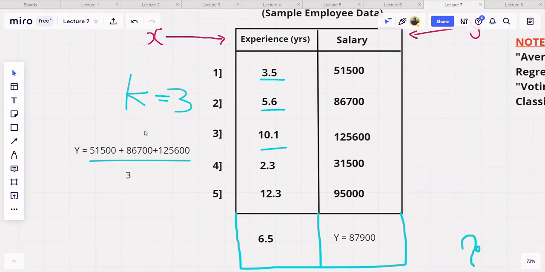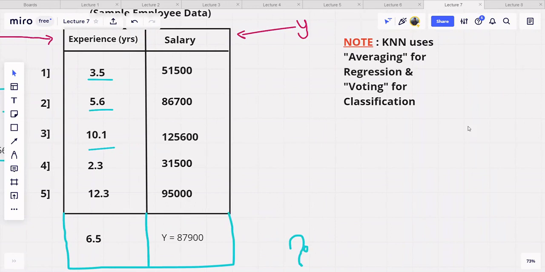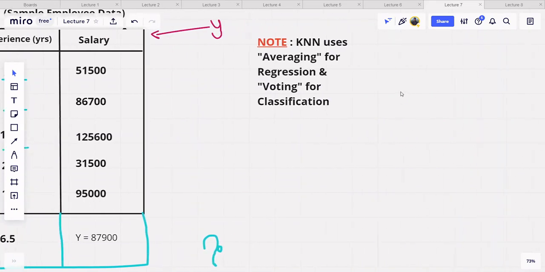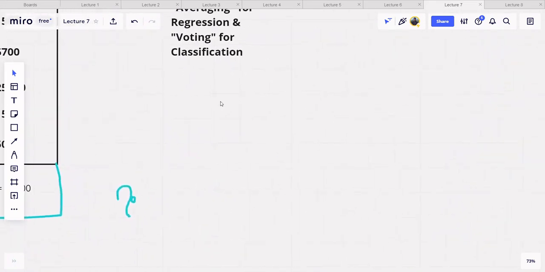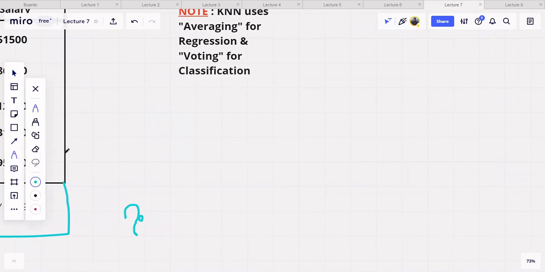Whenever you are solving regression problems using KNN, you employ the averaging method. And whenever you are trying to solve a classification problem, you employ the method of voting. Now voting is also very simple. Let's say, for example, and this is not with regard to KNN, I'm just explaining what voting is and how the voting method works.